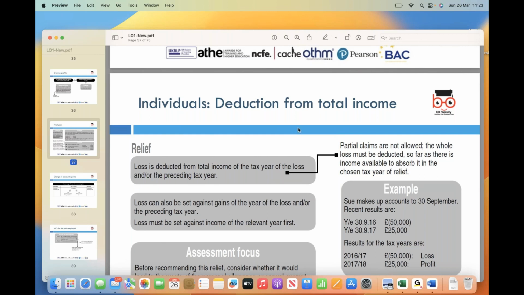It is also very important to consider the personal allowance or annual exempt amount before recommending this relief, as it may lead to wastage of these amounts, which could be a significant tax planning point.